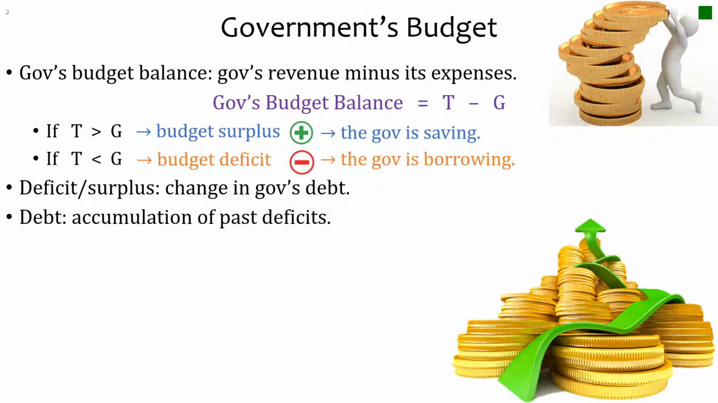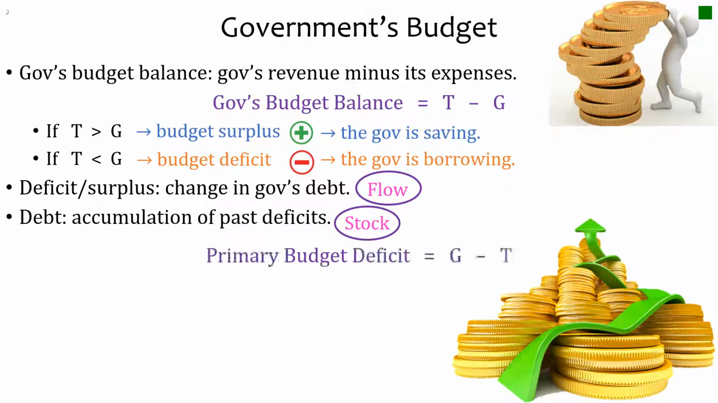So you can think of deficit as a flow, a change in something, an ongoing process, as opposed to debt, which is a stock, which you have accumulated over time. So that's really the difference between deficit and debt. One of them is a flow, one of them is a stock. One of them is a change in what's outstanding, and one of them is the outstanding amount.